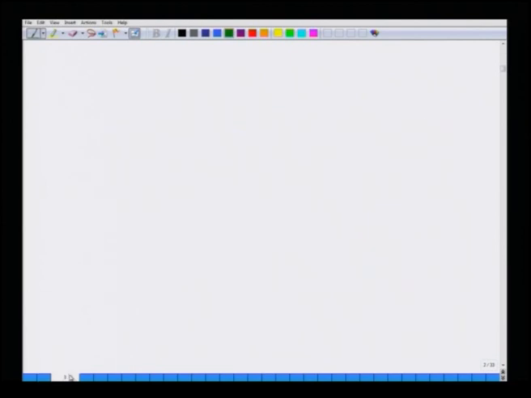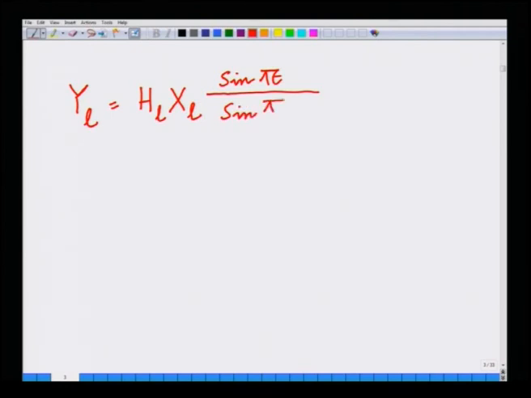Okay. So, this now can be written as y l equals h l x l sin pi epsilon divided by sin pi epsilon divided by n into 1 over n into e power j some phi l tilde.